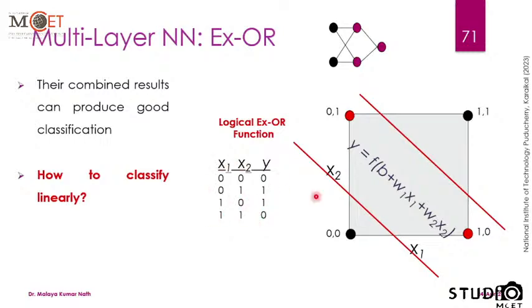If I represent this graphically, this is what I am getting. This is your 0, 0, the output is 0. For 1, 1, the output is 0. But for the rest of the combinations, the output is 1.